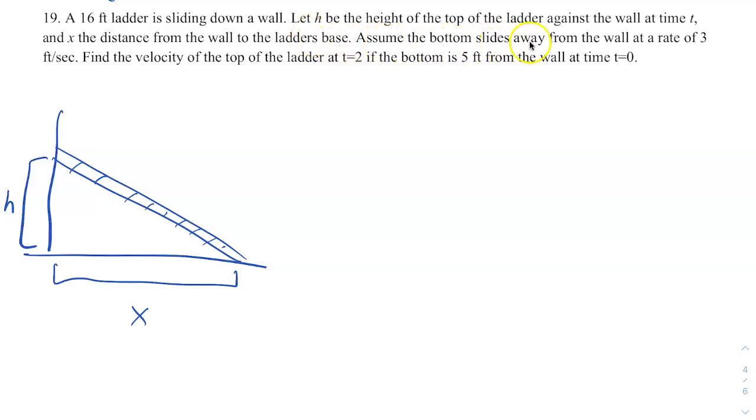Assume the bottom slides away at a rate of 3 feet per second. So the bottom sliding away, it's going this way. So my rate would be dx/dt equals 3 feet per second. Find the velocity of the top of the ladder at time equals 2. So they want us to find dh/dt.